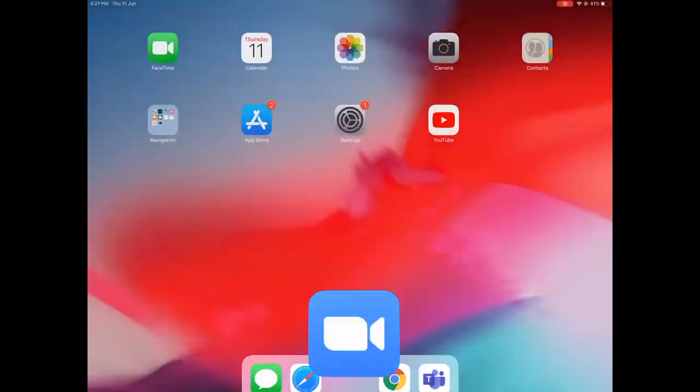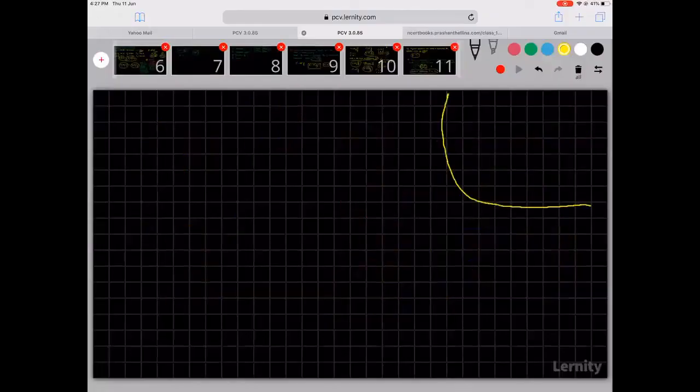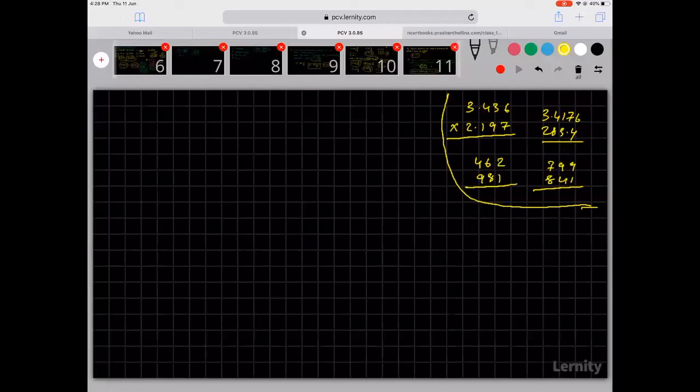Sometime the teacher gave us a small bit of paper, and then he gave us 5 calculations, and we had to do those calculations on that bit of paper. He wrote something like this: 3.432 into 2.197, and then 3.4172 into 283.4, 462 into 981 and 749 into 841. He said, in this much paper you do it, you can't use the backside. You do these calculations and get back to me.